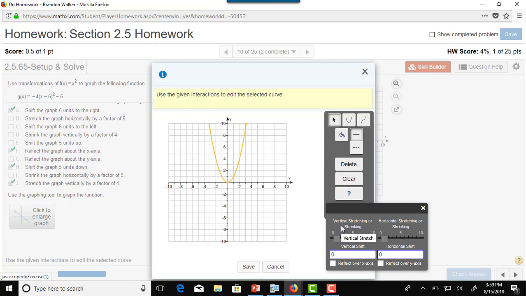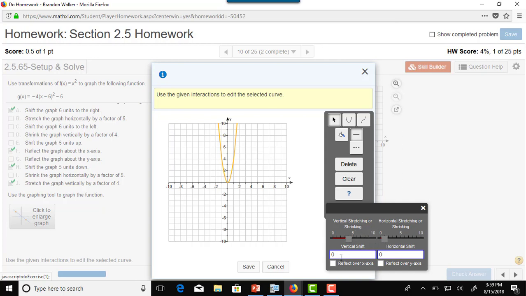Which is why you've got to be able to recognize from the equation. So we want to stretch this by a factor of 4 vertically. That's what the 4 does. And then we don't have any horizontal stretching or shrinking. We don't discuss horizontal stretching or shrinking in this class. So we only worry about the vertical stretching or shrinking.